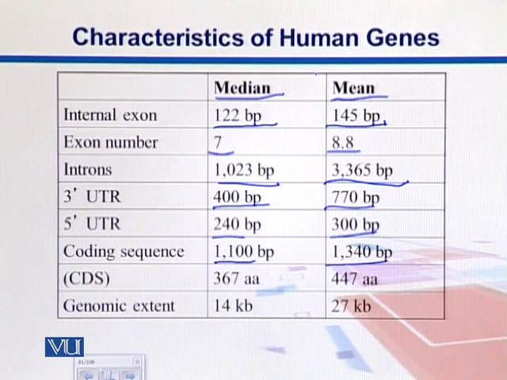Those coding sequences then get translated into proteins. Obviously, since we have a triplet codon, there should be a ratio of 3:1. So 1/3 of this is roughly 367 amino acids as the median, and the mean number of amino acids coded in the proteins is 447. The genomic extent is 14 kb and 27 kb.